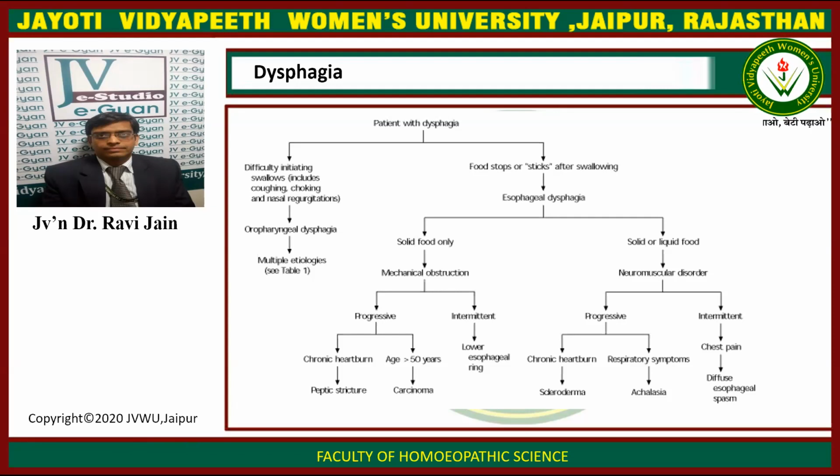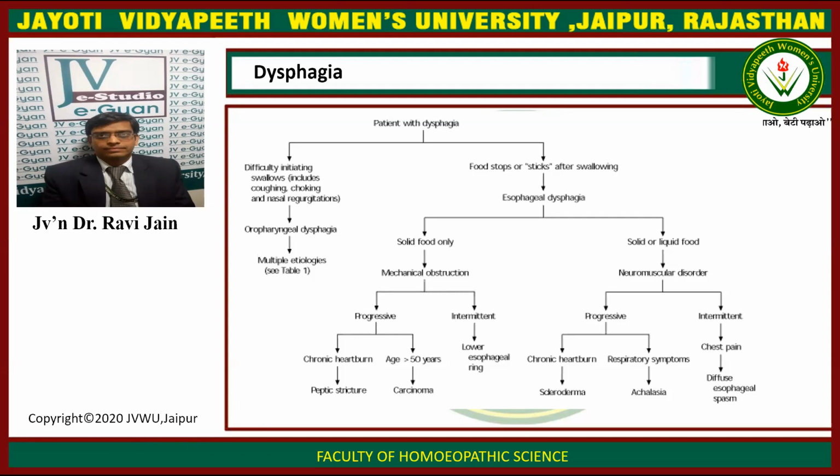If the food stops and sticks after swallowing, there can be esophageal dysphagia. There are two conditions. Solid food only can be due to mechanical obstruction, which can be progressive or intermittent. Progressive cases with heartburn can result from peptic stricture. If the age is greater than 50 years, carcinoma can be the reason for progressive mechanical obstruction for solid food. Intermittent mechanical obstruction for solid food can be due to a lower esophageal ring.